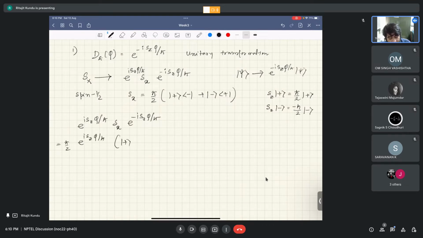And inside the bracket there is plus and minus kets, bras and kets, plus, minus, and plus. Okay, and there is an additional Sz phi by h bar. So now you can actually apply these operators on these projections. So e to the power i Sz phi by h bar, plus minus e to the power minus i Sz phi by h bar, and plus h bar by 2.